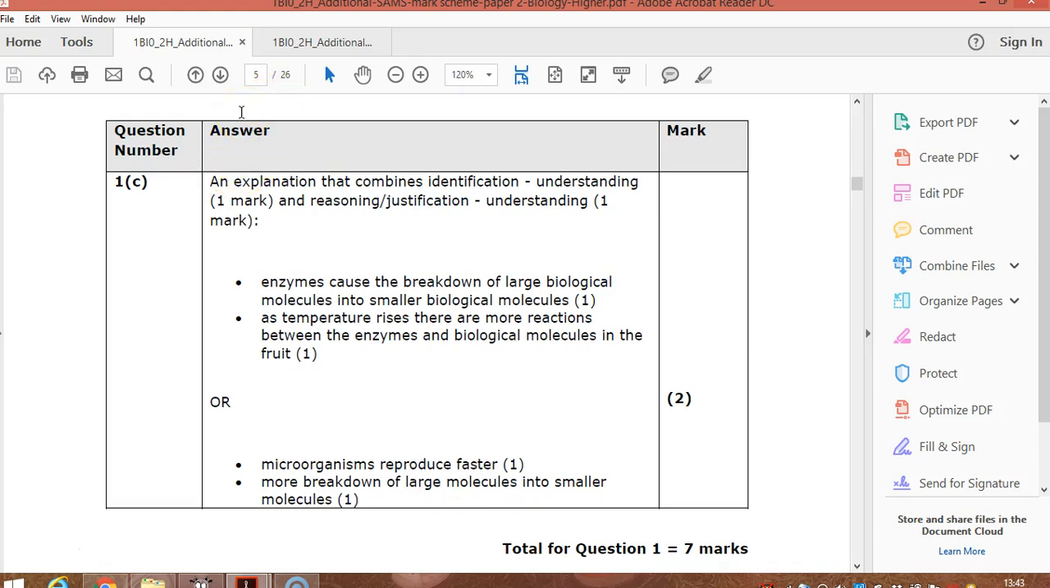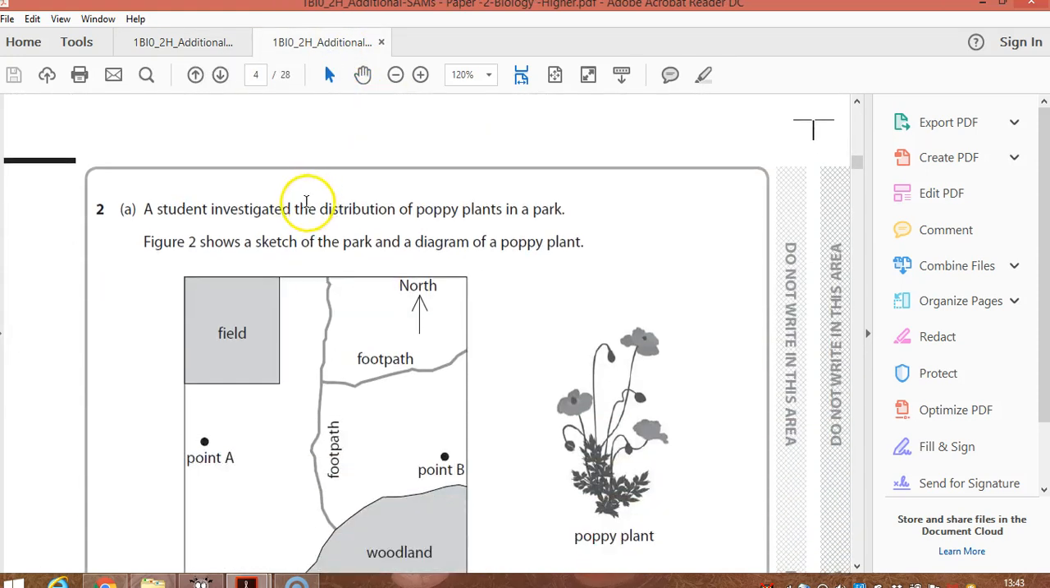So there you go. If you have an explain question, you need to give a statement and then say why. Right, on to question 2.